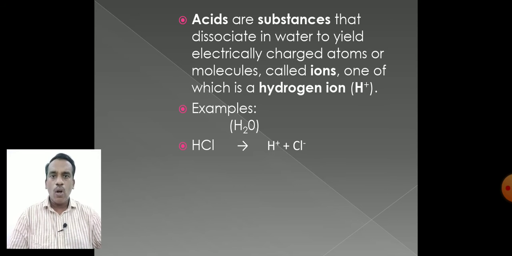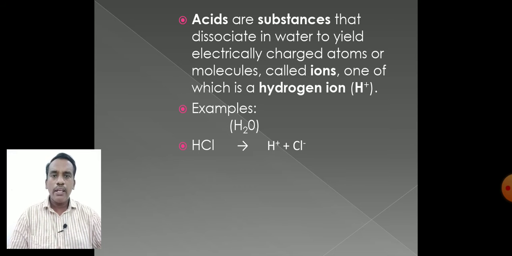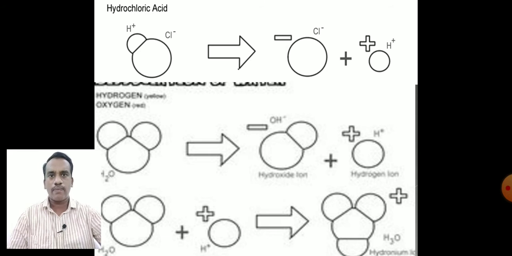When you dissolve hydrochloric acid in water, it will dissociate to give H plus ions and Cl minus ions. So what ions were generated here? H plus ions and Cl minus ions. So we must not forget that acids readily give H plus ions. And let us take some other examples for acids.